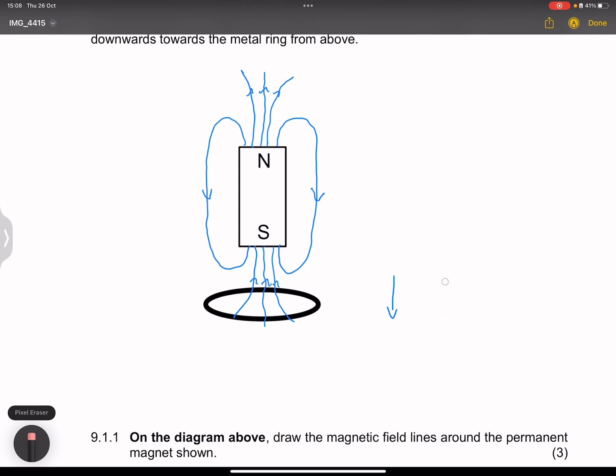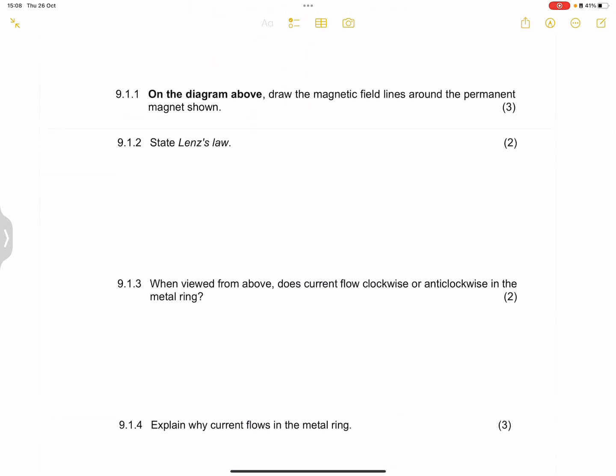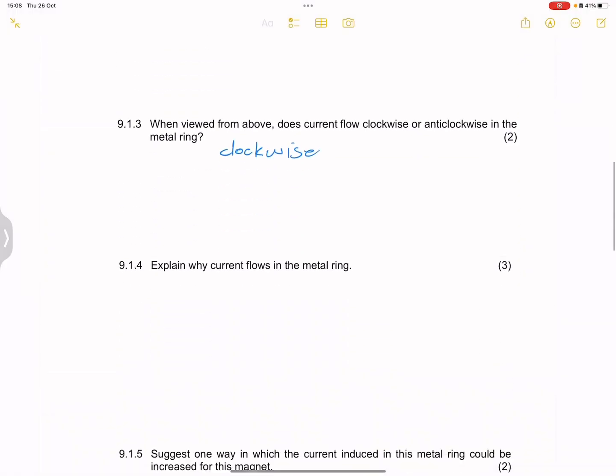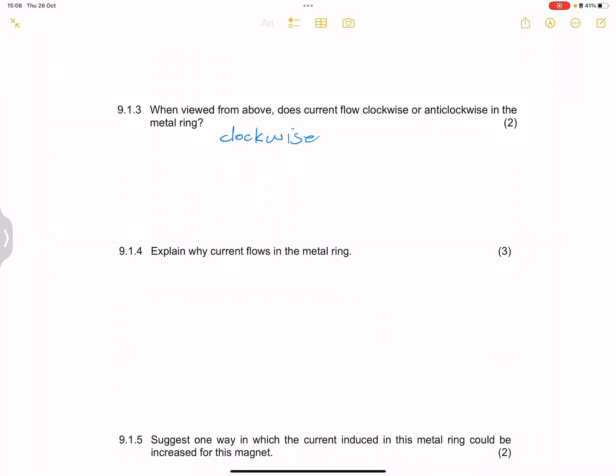So as a result, if you think of Lenz's law, we are going to use our left hand in this case. And you'll see that if you curl your left hand, in order for your field to be pointed upwards, you have to curl your fingers clockwise in order for the field to go up. So in this case, the direction of our current will be clockwise in order for it to form a magnetic field that is upwards.